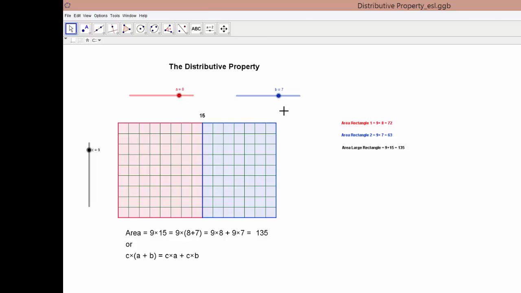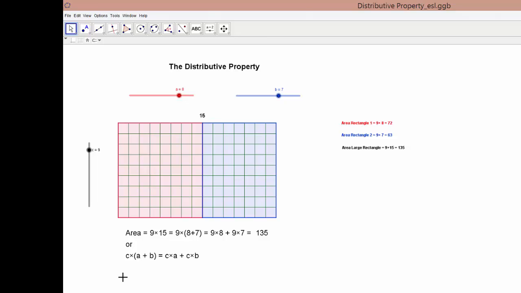So in the case that we're showing here, where A is 8, B is 7, and C is 9, you can see that the area of the red rectangle is given by 9 times 8, and that's 72. The area of the blue rectangle is given by 9 times 7, which is 63. And when I add those together, I get 135. But we can also see that the area of the large rectangle is 9 times A plus B, which is 9 times 15. So 9 times 15 is also equal to 135.